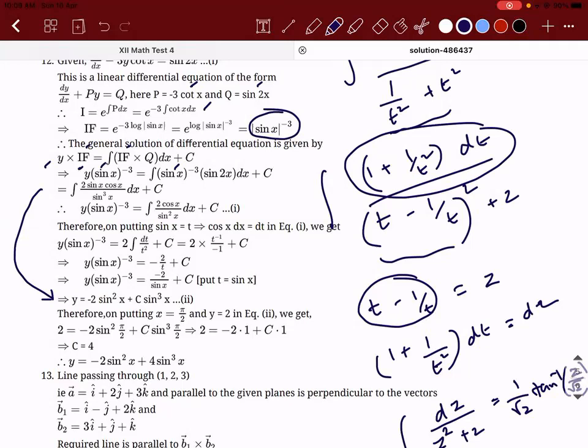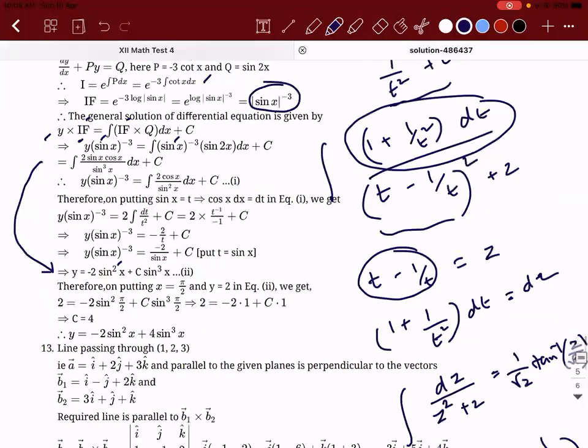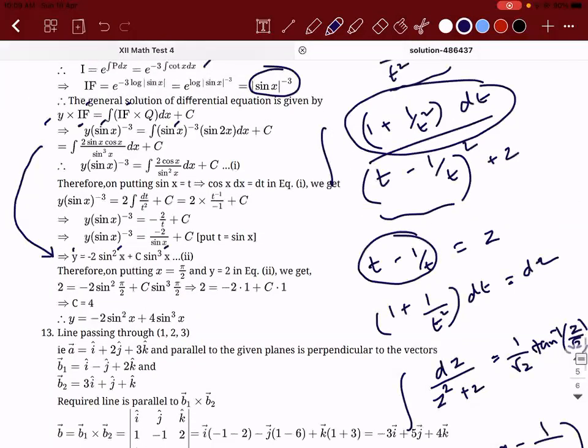They didn't ask us the general solution, they asked for the particular solution. So y is equal to 2 and x is equal to pi by 2. So the coordinates are pi by 2, 2. So in place of x and in place of y, what should you substitute? You do this, you will get the value of c as 4, and the solution is y equal to minus 2 sine square x plus 4 sine cube x.